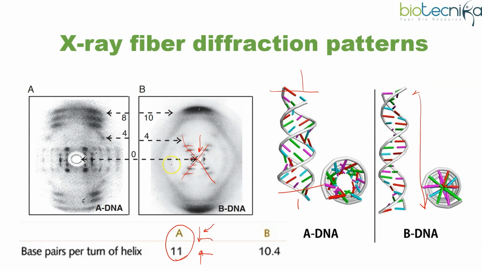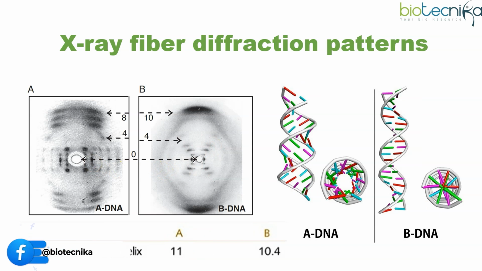In the pattern you see in this A form, the 8th layer line occurs at about the 10th layer line of pattern B, right? So this reflects a 20% increase in the DNA helix period. Now the A DNA pattern shows crystalline spots on the first few layer lines, whereas the B DNA pattern shows broad streaks, right?